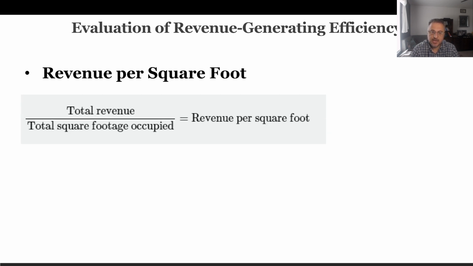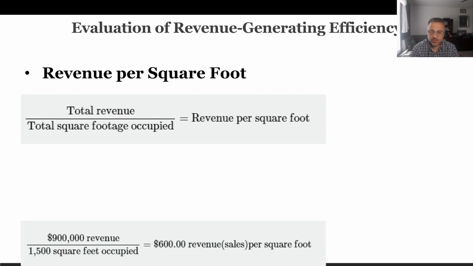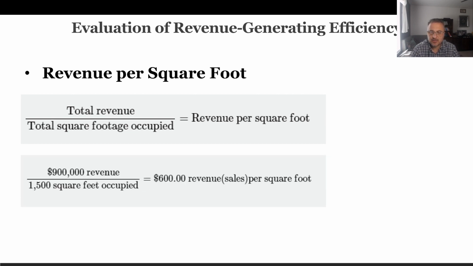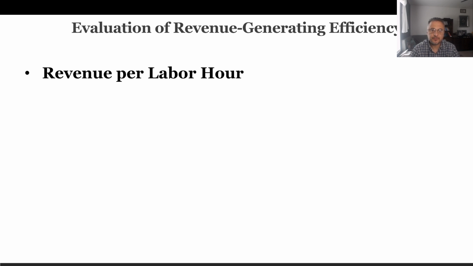As the name implies, in order to calculate revenue per square foot, we divide total revenue by total square footage occupied. For example, if we have $900,000 revenue and 1,500 square feet occupied, we make $600 revenue per square foot. Now, why is this important? Because it shows your efficient use of space as a manager.